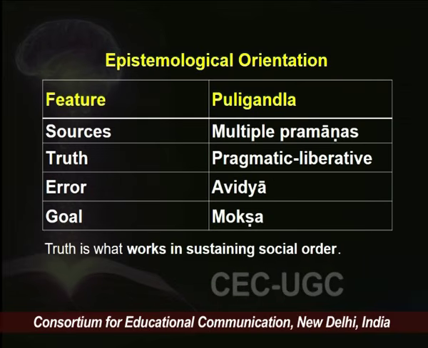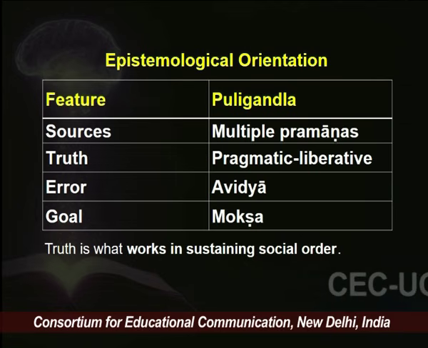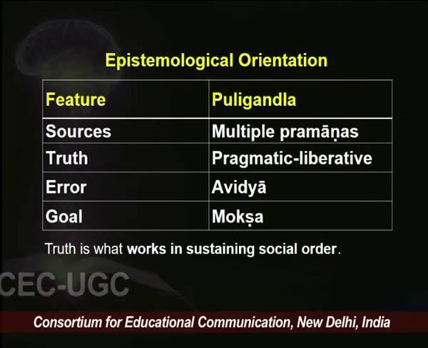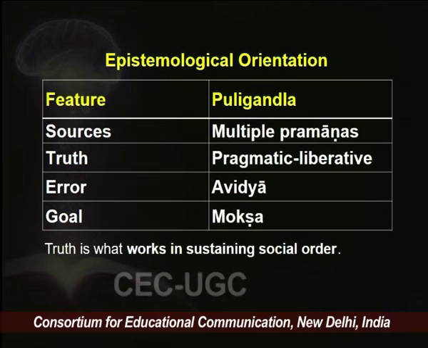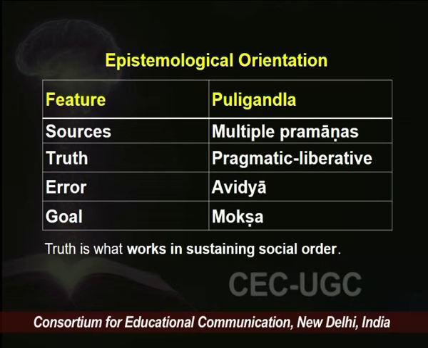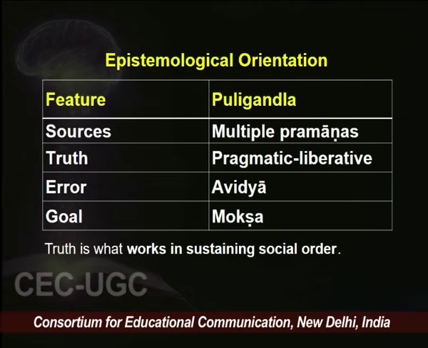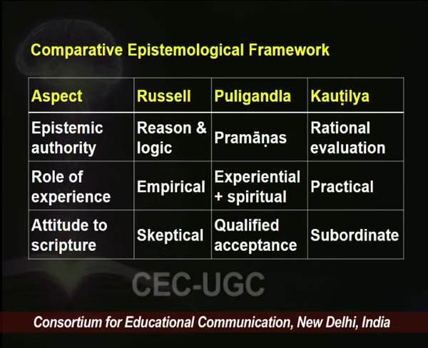Similarly, if we look at the PPT here, we see that the source for Puligandla has been multiple pramanas. The truth for Puligandla has been pragmatic, liberative. Error for Puligandla is avidya. Goal is moksha. Truth is what works in sustaining social order.